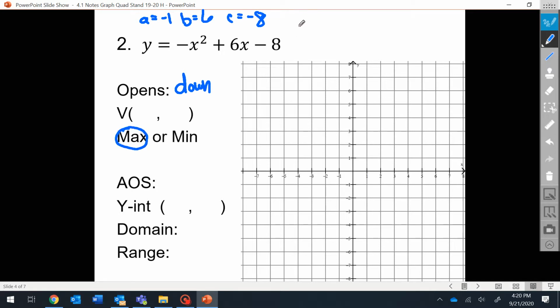Okay, so the x-coordinate of the vertex and the axis of symmetry is going to be -b over 2a. B is 6, so -6 over 2 times a, which is -1, so -2. So 3. So the x-coordinate of the vertex is 3, and the axis of symmetry is the dotted line x equals 3. So I'm going to graph that line. It is a vertical line that goes through 3.